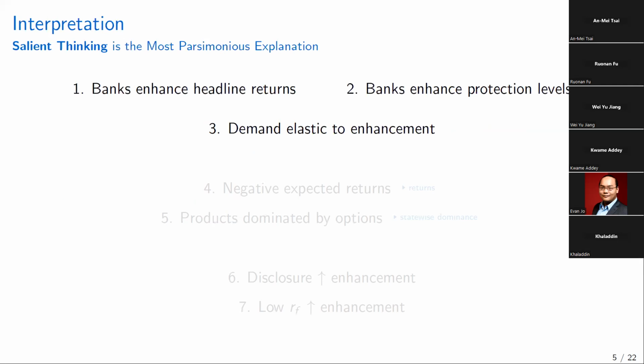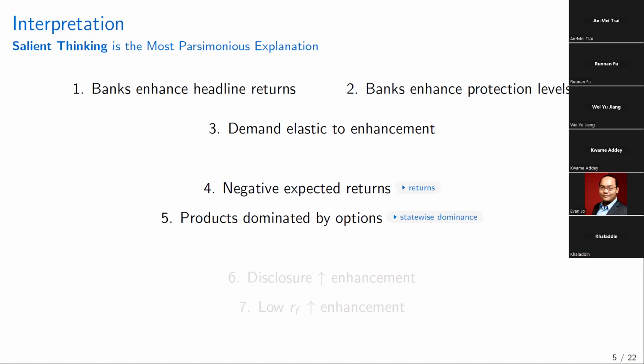I interpret these results as consistent with investors' salient thinking, whereby investors overweight the most salient attributes of the design. So they overweight the headline return and the protection level, and they neglect some other attributes. This may explain why banks enhance both the headline return and the protection level, as well as why demand is elastic. But on top of it, this mechanism can also explain some previously puzzling findings in the literature.